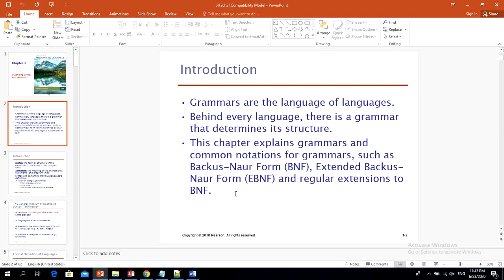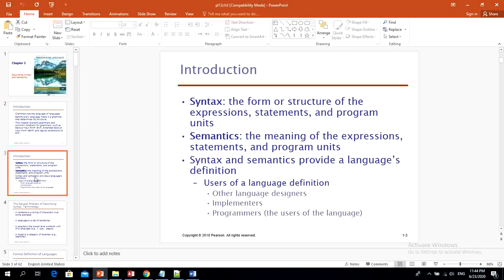So this chapter explains programming language grammar notations, and we would like to use some notation like BNF, Backus Naur form, and also extended Backus Naur form, and the regular extension to BNF. So first, let us make a distinction between two important terms, which are syntax and semantics. There might be some interchangeable use or some confusion between the two terms.